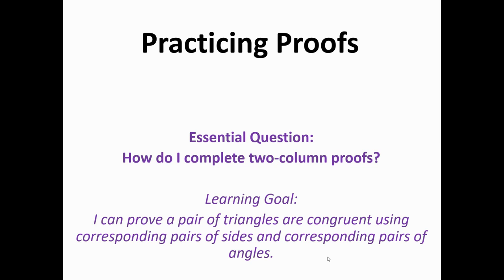And then our learning goal is I can prove a pair of triangles are congruent using corresponding pairs of sides and corresponding pairs of angles. So the proofs today, not a lot of them are going to hit this learning goal. It's something we're building towards. We have to be able to do 2-column proofs before we can get into all the stuff with the triangles. So it's really working towards that goal.